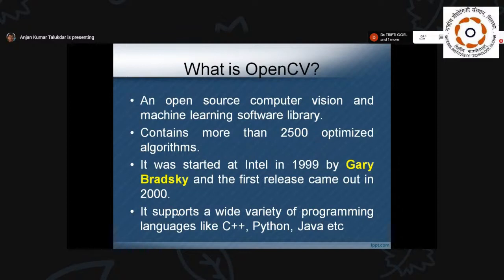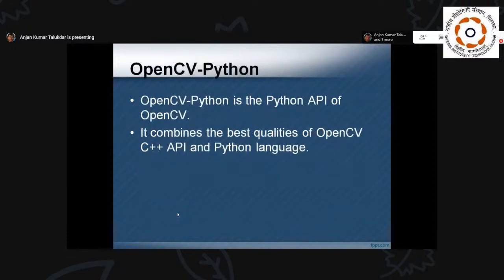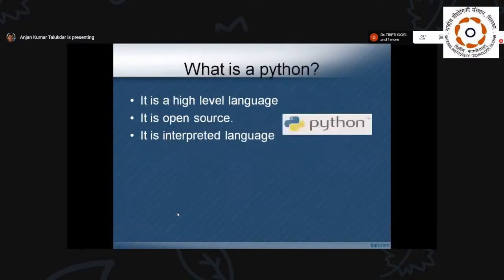Now, OpenCV Python is the Python API of OpenCV. It combines the best qualities of the OpenCV C++ API and the Python language. Now, why Python? What is Python, basically? I think most of you have the idea, so I'll just give you a brief idea about Python. It is a high-level language, it is also open source, and it is an interpreted language.